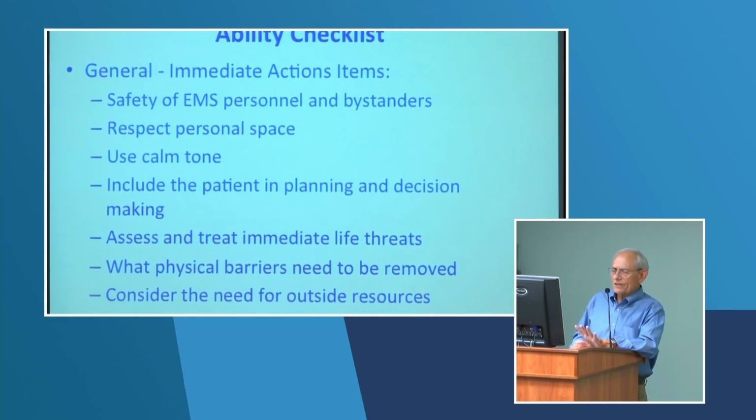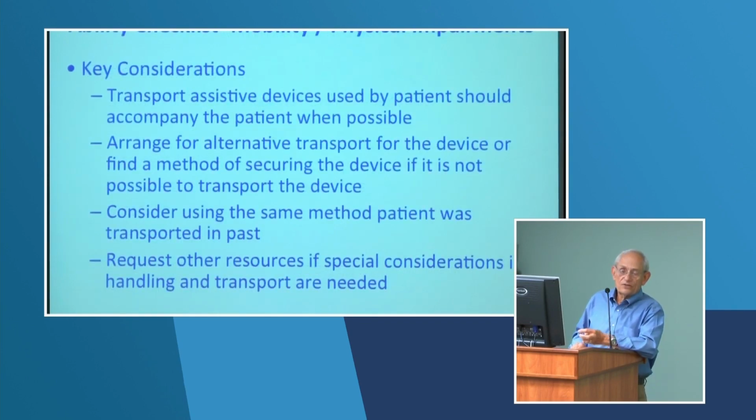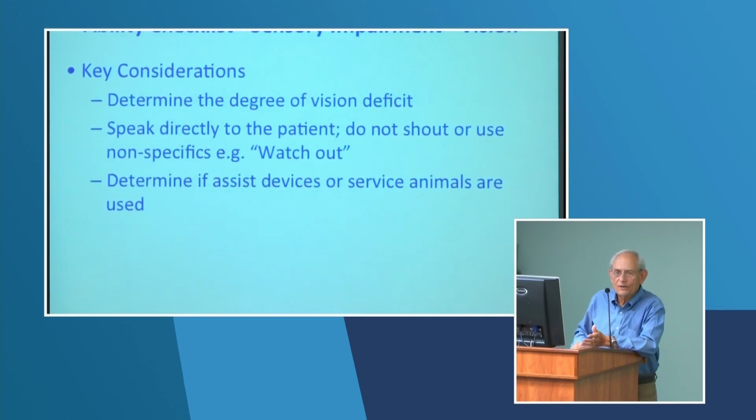What physical barriers need to be removed in order to help this person? Consider the need for outside resources, consider mental health, consider police as you need it. Transport for mobility issues: transport assisted devices used by the patient whenever possible. Arrange for alternative transport if it's not possible to transport the device. Consider using the same method the patient has been transported in the past. If it worked in the past, it worked this time. Request other resources. Call for the bariatric vehicle if you need it.